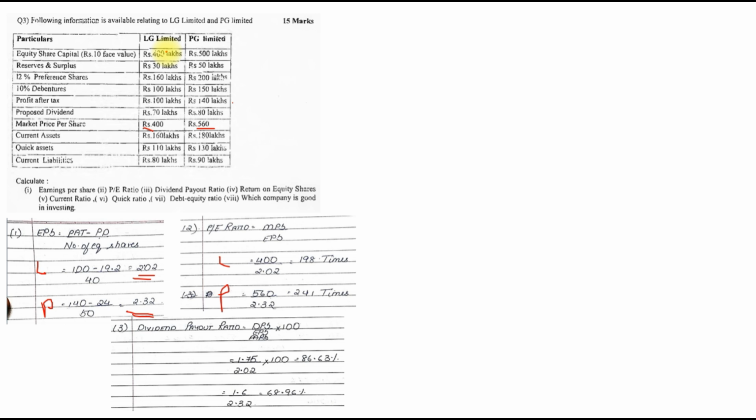So 70 divided by 40 comes to 1.75, and 80 divided by 50 comes to 1.6, divided by earning per share, which you have already found. This is for LG and this is for PG. Okay, we will get the values as 86.63% and 68.96%.